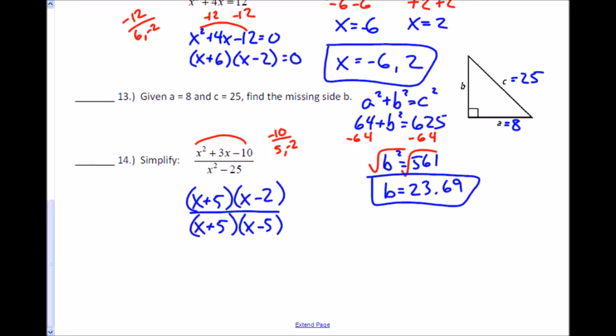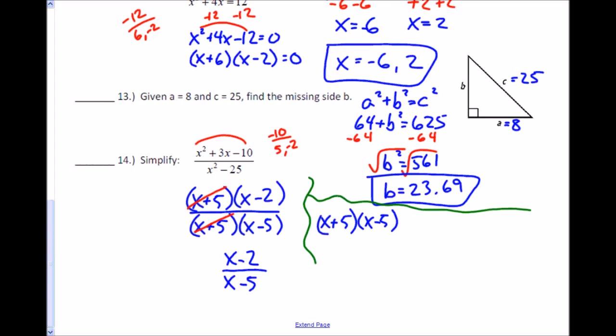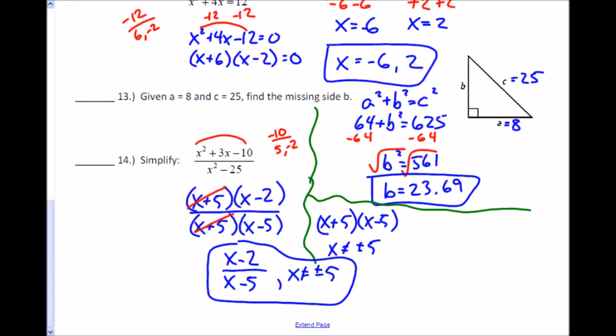Now that everything's factored completely, I cancel out any common factors, and it leaves me with an x minus 2 and an x minus 5. Okay. The other thing that this might ask us to do is state our restricted values by setting the denominator equal to 0. And since I've already factored this, I just have to set each factor equal to 0. And when I do that, I find out that x cannot equal plus or minus 5. And so that would be included as part of my simplified form, unless it's not asked for. Okay?